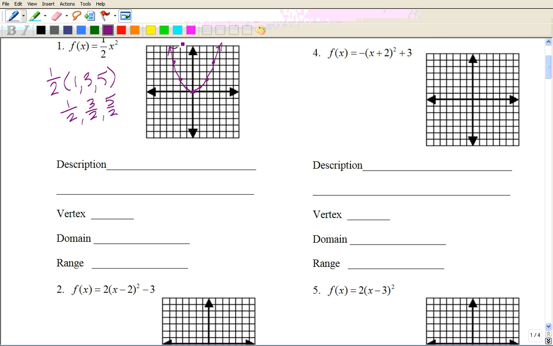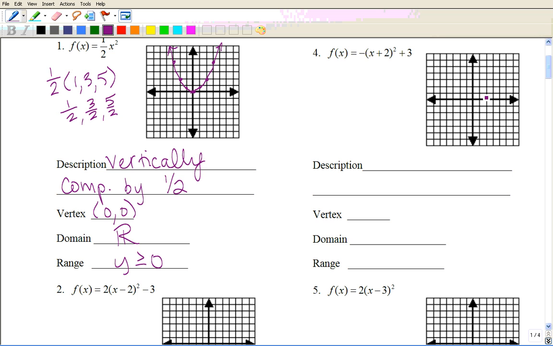Just like that. Okay, so for the description, we will say that it didn't move left or right, up or down. However, it was vertically compressed by a factor of 1/2. It was vertical because we multiplied the y values. All of the compressions and stretches that we're doing for our purposes are vertical. And it's compressed because 1/2 is less than 1, and then by a factor of what we multiplied by. So we took the y values and multiplied them by 1/2. The vertex is still at 0, 0. Our domain is all real numbers, and the range is the y values greater than or equal to 0.